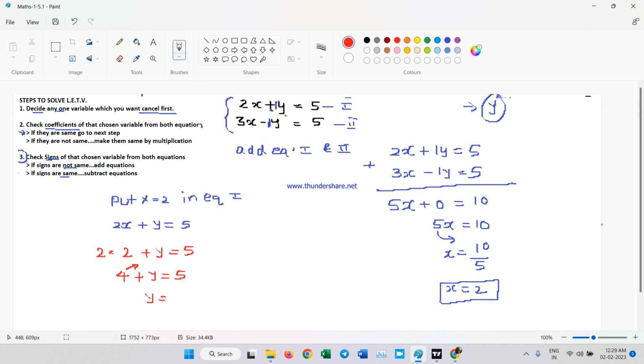So y will stay here alone and the 4 will go to that side. 4 is plus on the LHS, so when it changes the side it will become minus. So y is equal to 5 minus 4, the answer is 1. So there we get the values of x and y: x as 2 and y as 1.